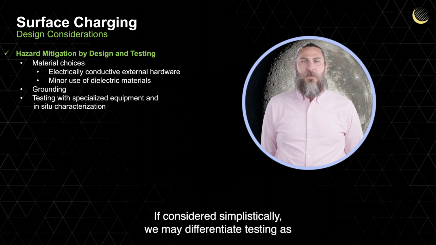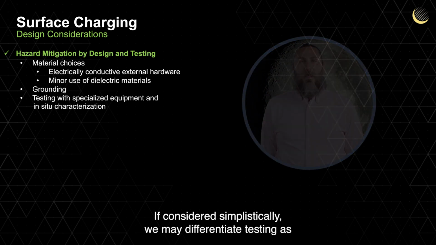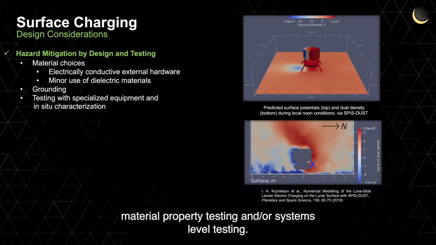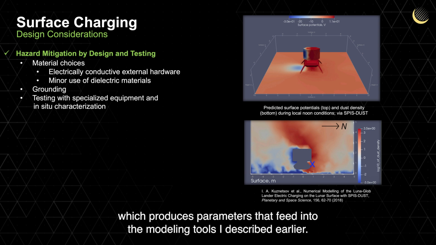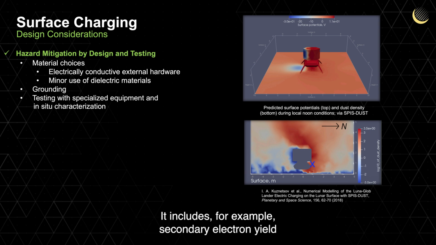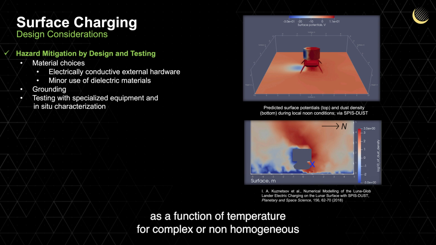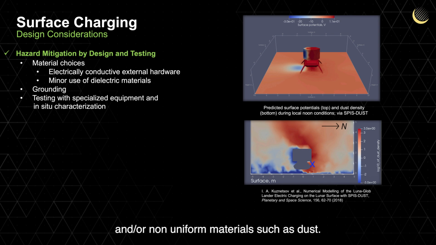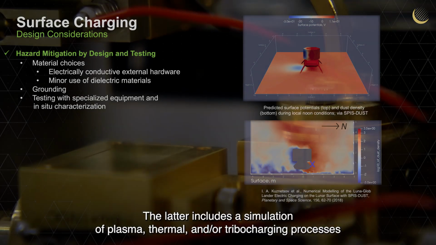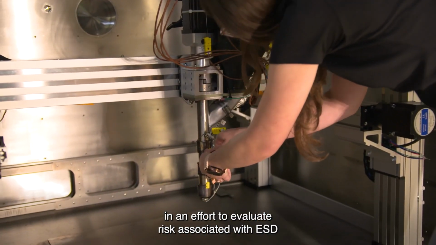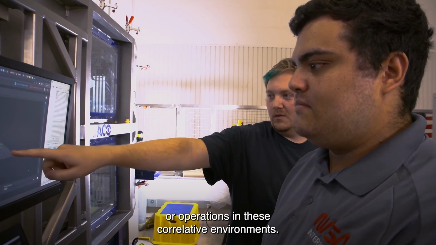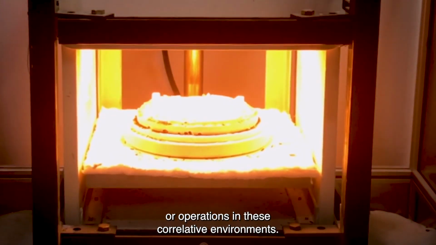If considered simplistically, we may differentiate testing as material property testing and/or systems-level testing. The former describes a rigorous set of tests, which produces parameters that feed into the modeling tools I described earlier. It includes, for example, secondary electron yield as a function of temperature for complex or non-homogeneous and/or non-uniform materials, such as dust. The latter includes a simulation of plasma, thermal, and/or tribocharging processes in an effort to evaluate risk associated with ESD, or operations in these correlative environments.